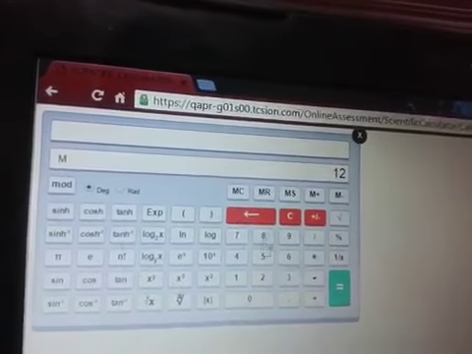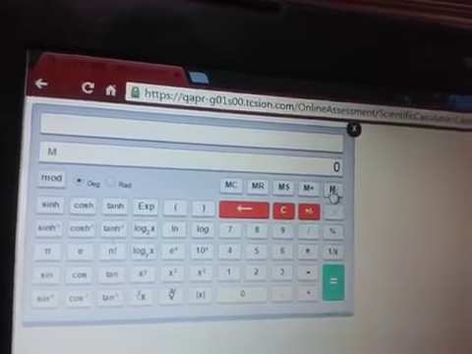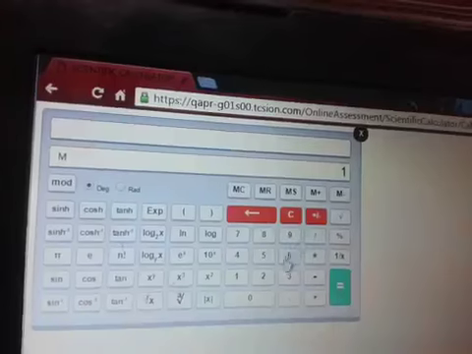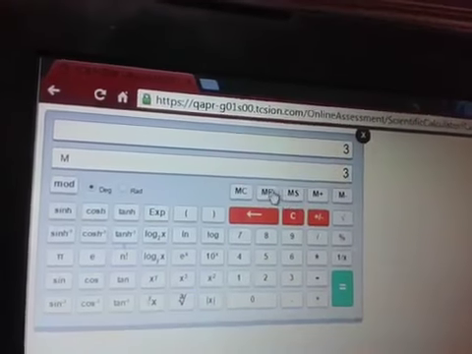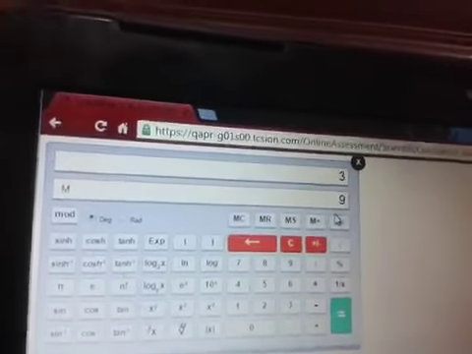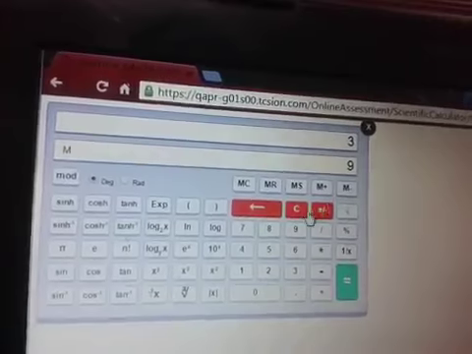Now suppose it is 12 in the memory. Now you subtract 1 from there, now you subtract 2 from there, and you subtract 3 from there. You have subtracted everything. Now let's check the memory, that is 9. So you can now get the basic idea of how M plus and M minus are used.